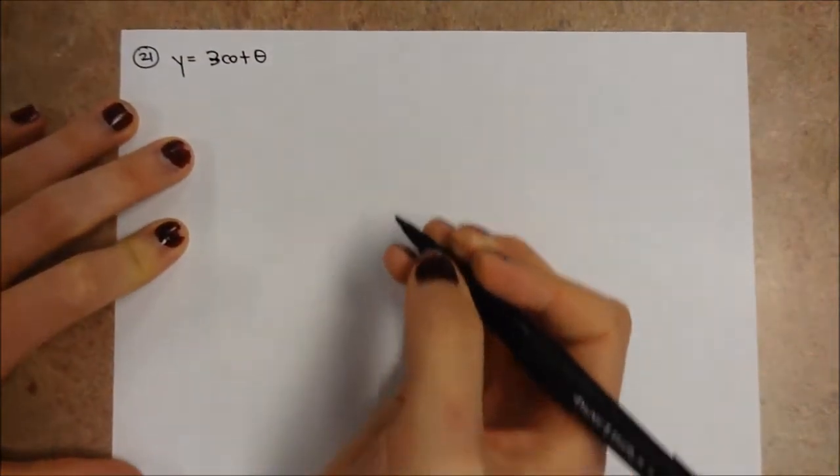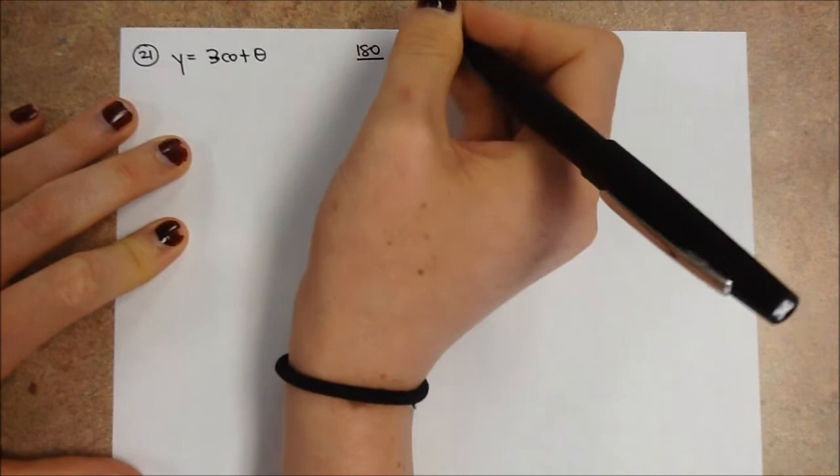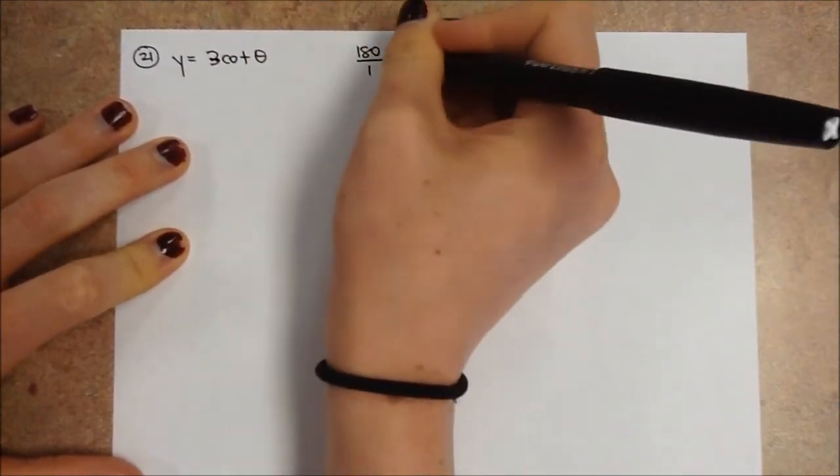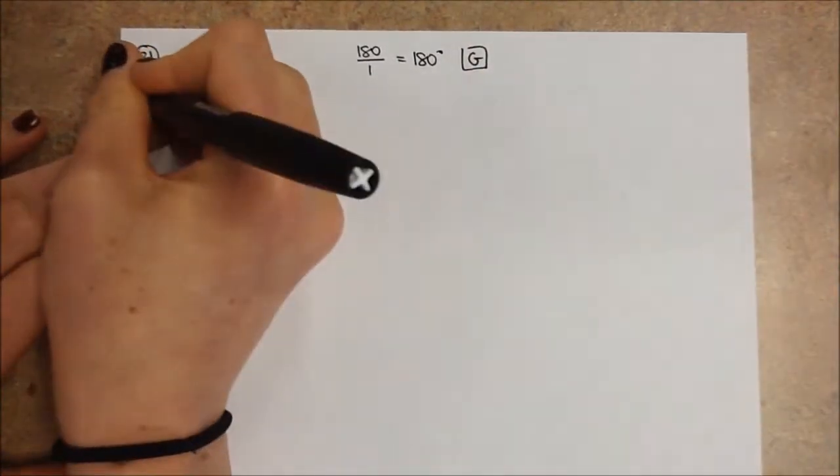For tangent and for cotangent, you actually take 180 and then divide 180 by whatever is in front of the theta. And here it's just a 1. So the period is just 180. So that would be letter G for multiple choice.